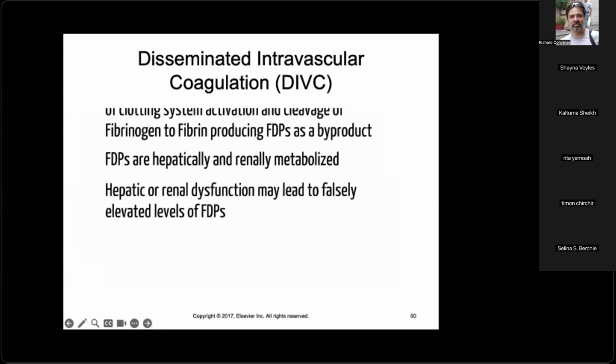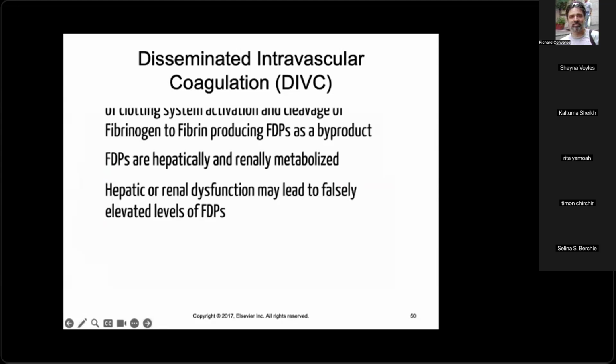Now, fibrinogen degradation products are hepatically and renally metabolized, in the liver and through the kidneys. Because of this, if the patient has liver or kidney dysfunction, the fibrinogen degradation products may be falsely elevated. So that's something to keep in mind when interpreting this test in a patient who you think has DIC.